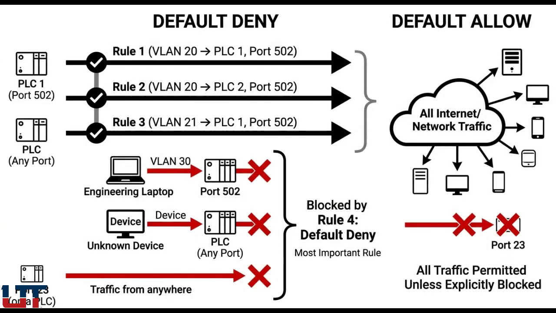This last rule is the default deny, and it's the most important rule in the set. Any traffic that doesn't match rules 1, 2, or 3 is blocked. An engineering laptop in VLAN 30 trying to reach PLC 1 on port 502, blocked. An unknown device trying to reach PLC on any port, blocked. Traffic from anywhere to port 23 on a PLC, blocked.